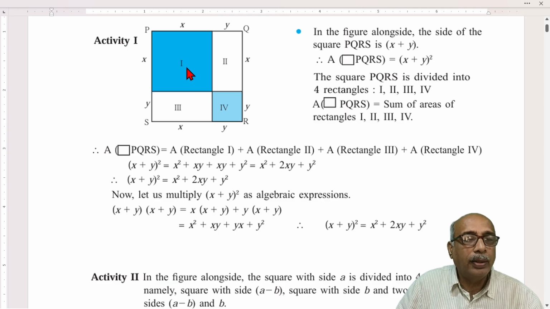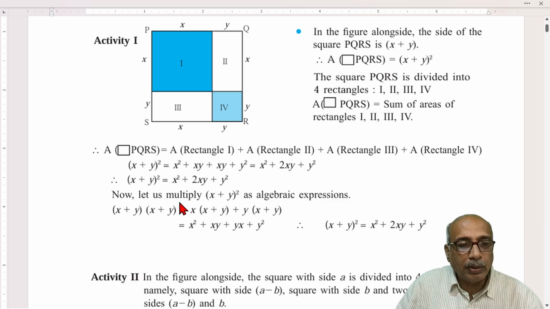rectangle 1, length into breadth, x into x, x square. 2, x into y, xy. 3, x into y. And fourth, y into y, y square. So these two terms we can add. So it will be x square plus twice xy plus y square. So x plus y whole square equals x square plus twice xy plus y square.